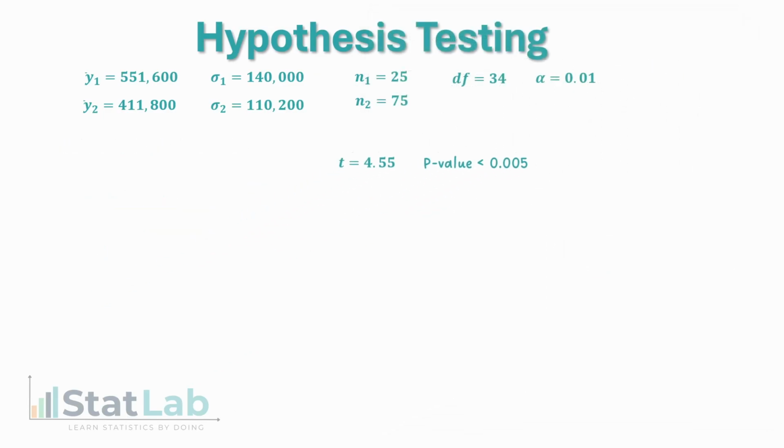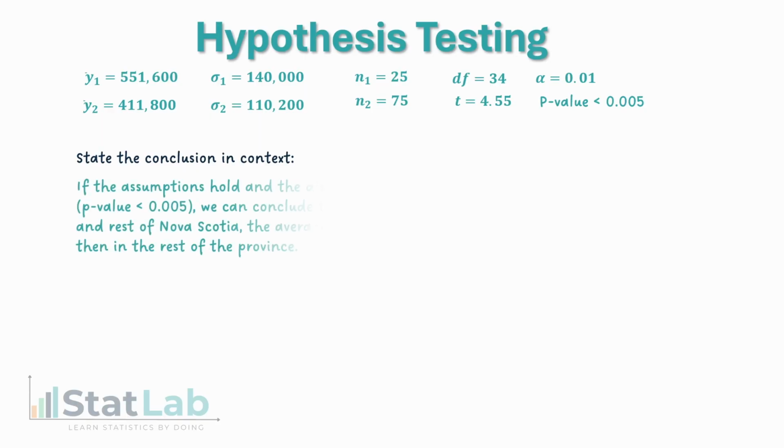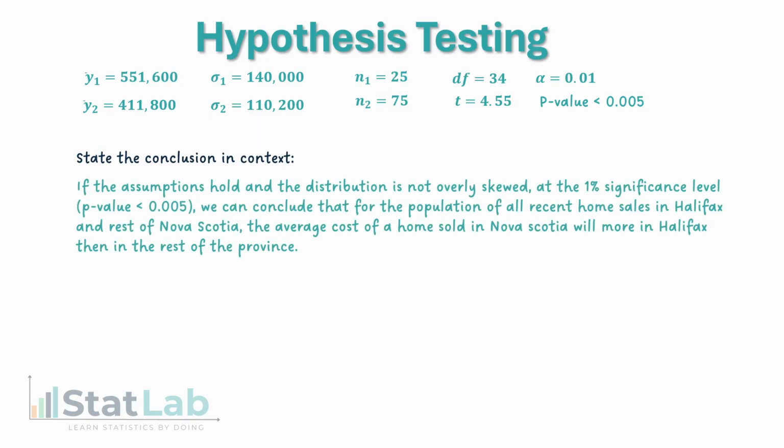Okay, now that we have that, let's look at our conclusion, because now we have a p-value and we had a 1% significance level. Of course, a p-value of less than 0.005 is less than our alpha. So we are going to be able to conclude, if the assumptions hold and the distribution is not overly skewed, at the 1% significance level, and I put my p-value in brackets, we can conclude that for the population of all recent home sales in Halifax and the rest of Nova Scotia, the average cost of a home sold will be more in Halifax than in the rest of the province.